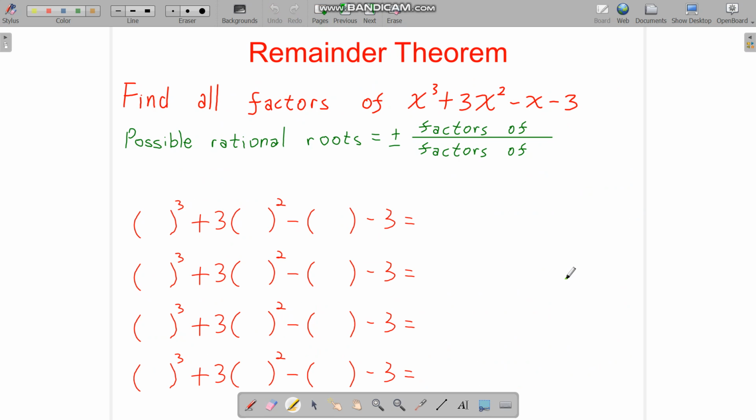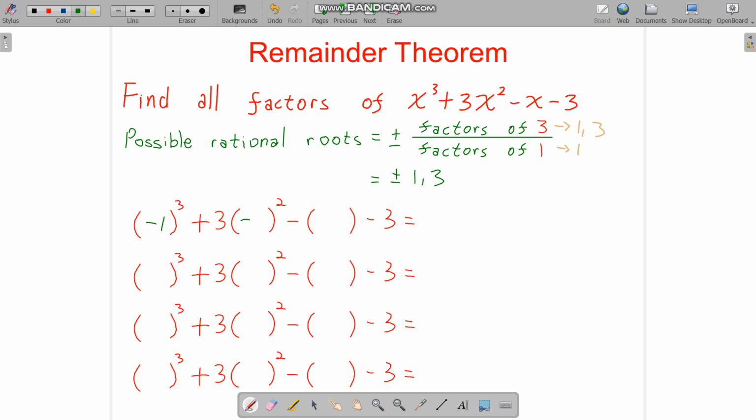Let's just try this. Now, if we have this question, to find the possible rational roots, we try factors of 3 divided by factors of 1. Factors of 3 can only be 1 or 3. Factors of 1 can only be 1. So that means the possible rational roots can only be plus minus 1 divided by 1, which is 1, or 3 divided by 1, which is 3. So it can be plus minus.